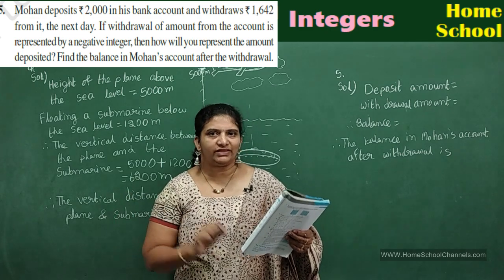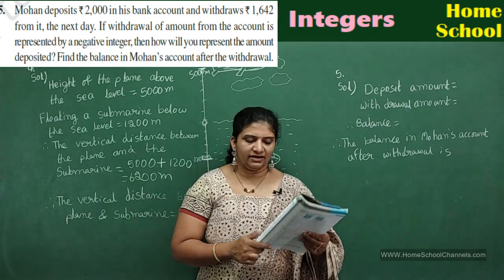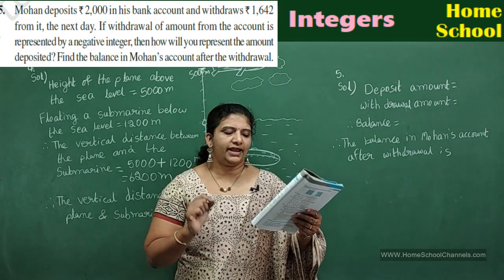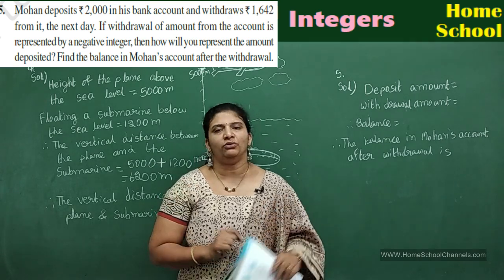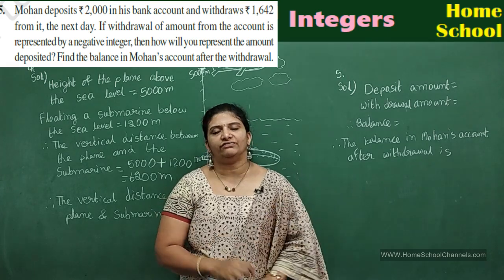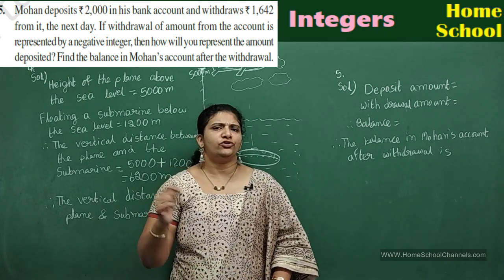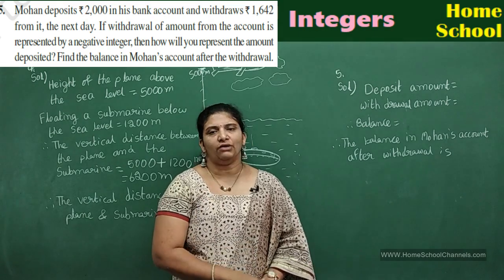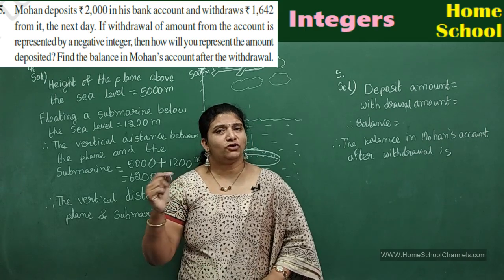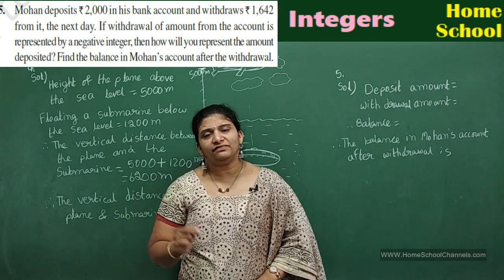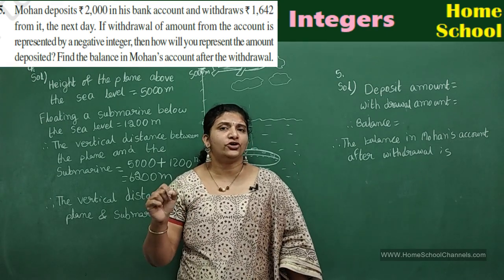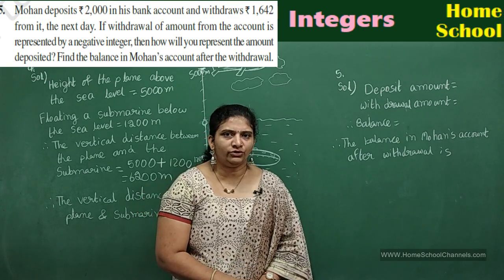1642 rupees he withdrew. And they are saying here the withdrawal amount from the account is represented by a negative integer. Then how will you represent the amount deposited? Find the balance in Mohan's account after the withdrawal. After withdrawing, how much amount is there in Mohan's account is your question. So, if we subtract the withdrawal amount from the deposited amount, we get the answer. That is why they have said to take the withdrawal with a negative sign.